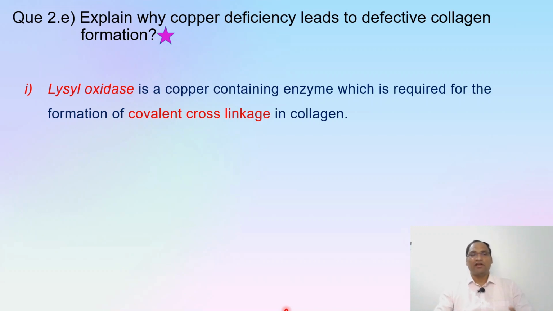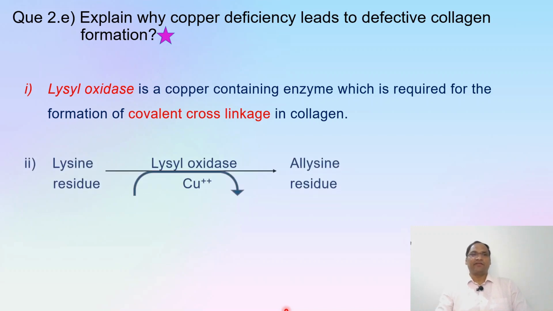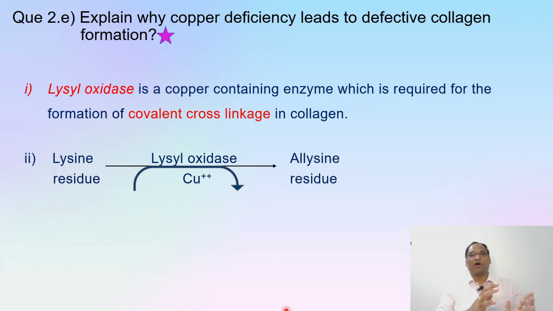Now in the next step we will describe the reaction catalyzed by lysyl oxidase and how these covalent cross linkages are produced in the collagen so that collagen becomes a mature one. So what is the reaction catalyzed by lysyl oxidase? It converts lysine residue of collagen to allysine residue. It is an oxidative deamination reaction. So lysine residue of collagen is converted to allysine residue.